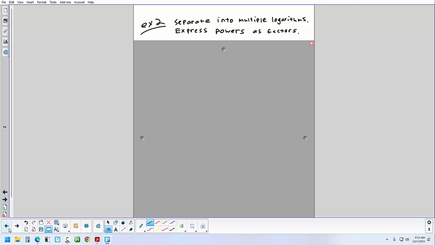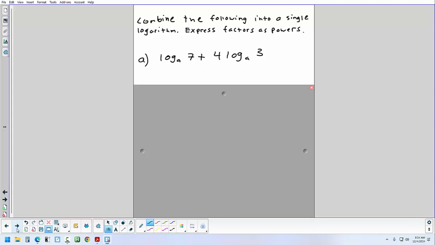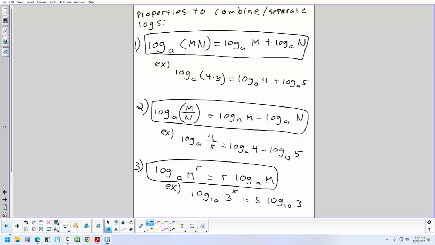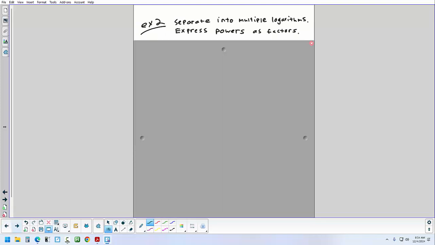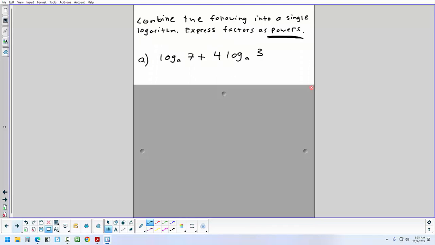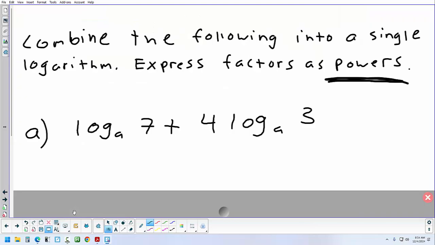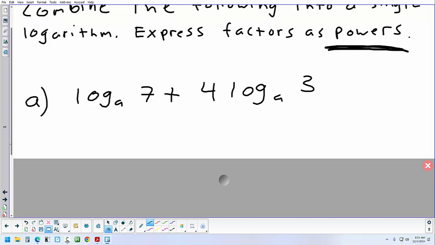So instead of saying separate into multiple logarithms, it's now going to say combine into a single logarithm. And it says to put things back as exponents. The other direction said basically do not leave powers in the answer; put them in front as factors. This is the reverse. So now we are going to put powers back. What number there would go back on something as an exponent? The 4. Okay, so that's the first step.